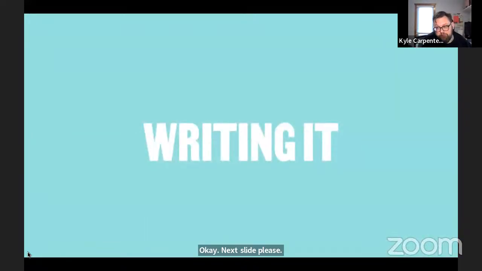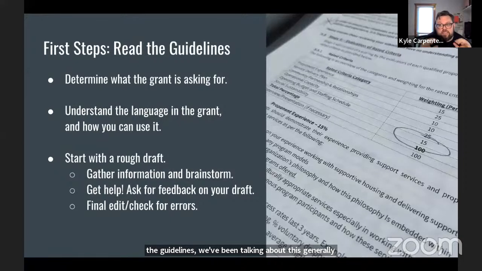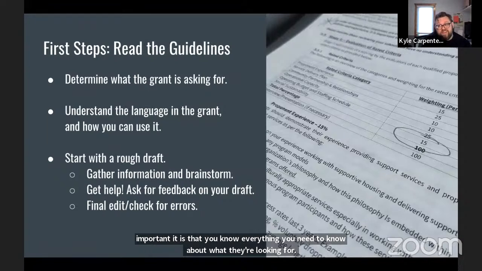Writing it. Okay, this is very much my department. I do a lot of writing of grants, and it's a big job. But these are the steps. First thing, you want to read the guidelines. We've been talking about this generally a lot already, but I can't stress enough how important it is that you know everything you need to know about what they're looking for, what's ineligible, what is eligible, and how you're going to submit.